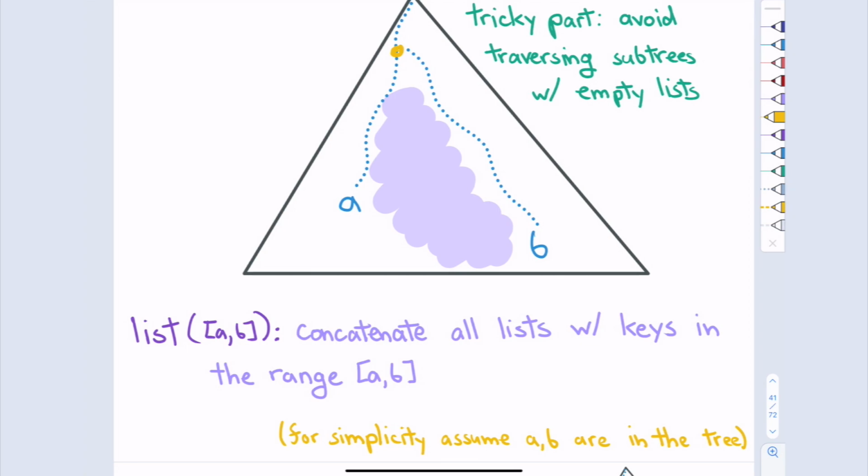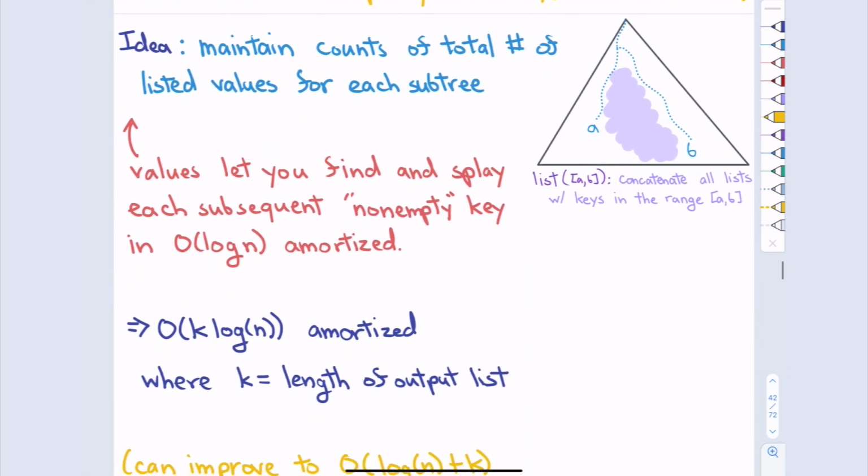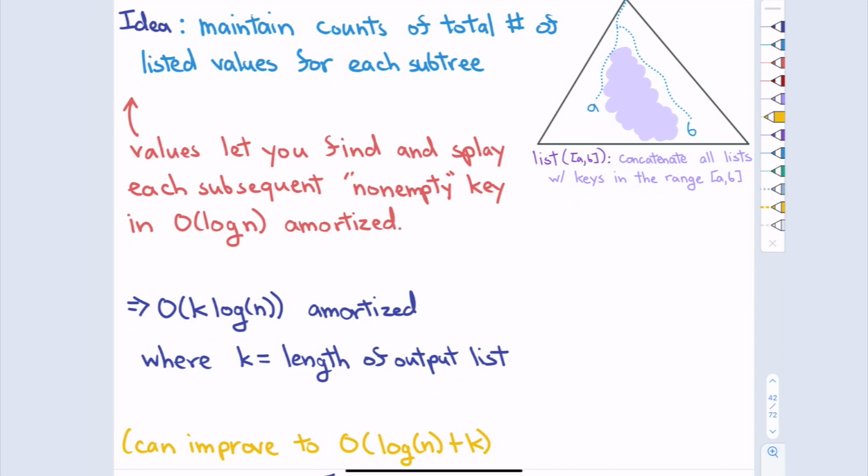But let me give maybe an alternative. So one thing you can do, this is actually not the best way, but it's the easiest way to explain, is you can maintain a counter at each subtree of the sizes of the subtrees. What's the combined size of all the lists under that subtree? Okay, so in particular, you'll be able to figure out if a subtree has nothing at all.